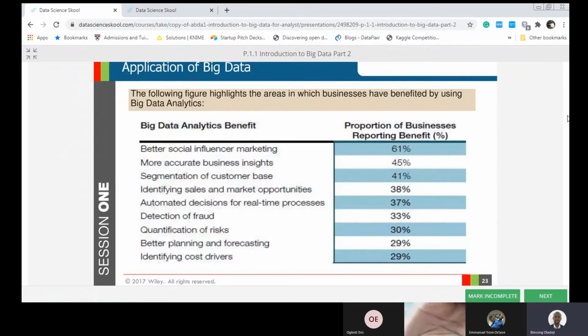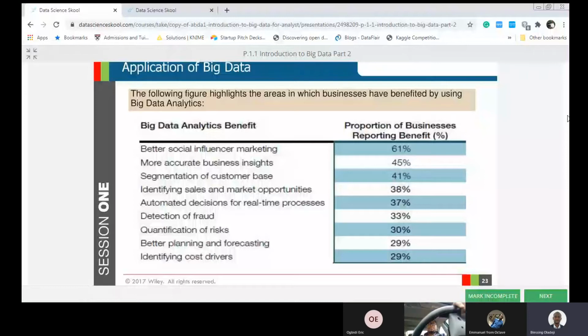Now, how do you decide which channel you should choose and which channel you should not choose? Before now, it was radio or TV. But because people are no longer listening to radio as they used to, people are now on the internet. So we cannot go to radio to do our advertising.